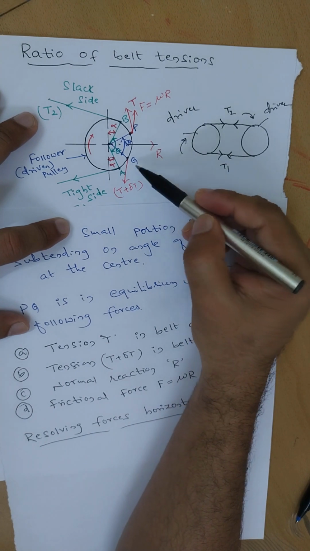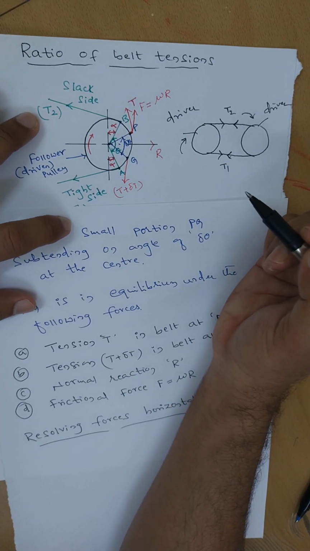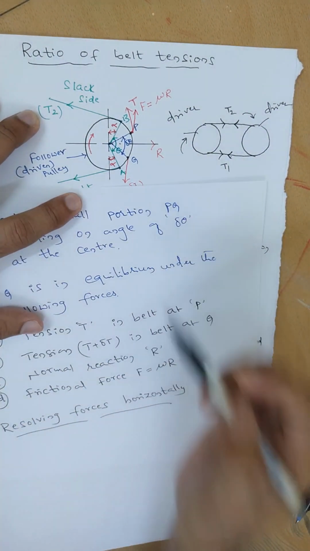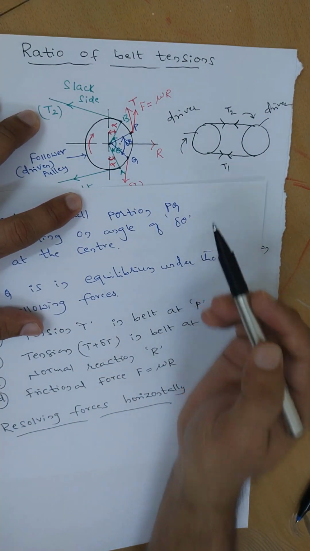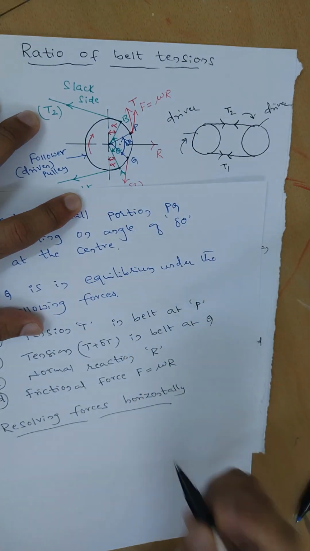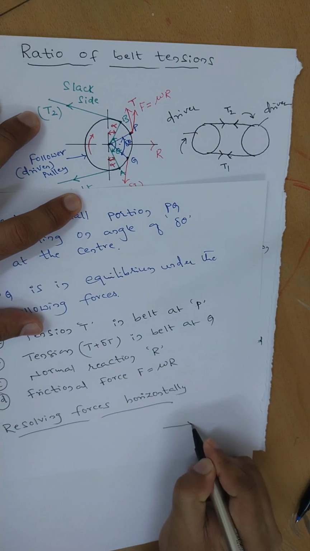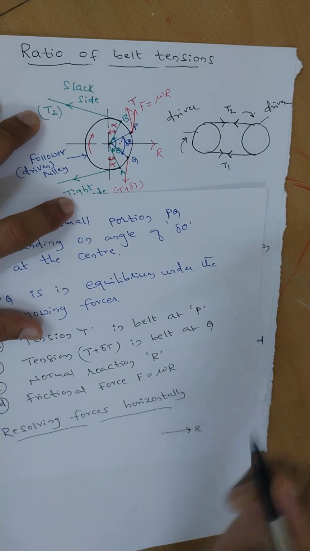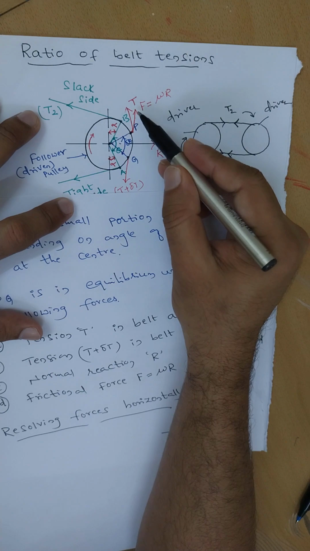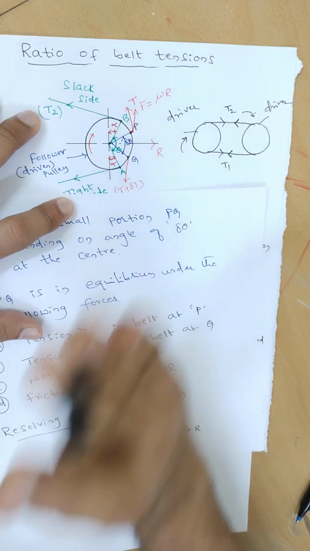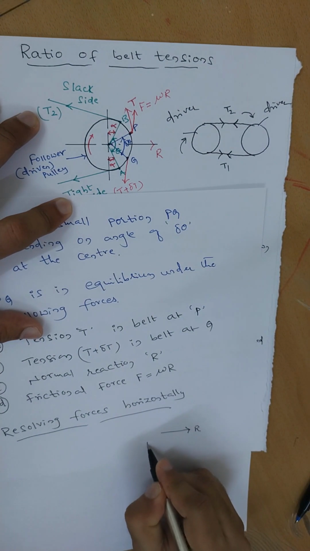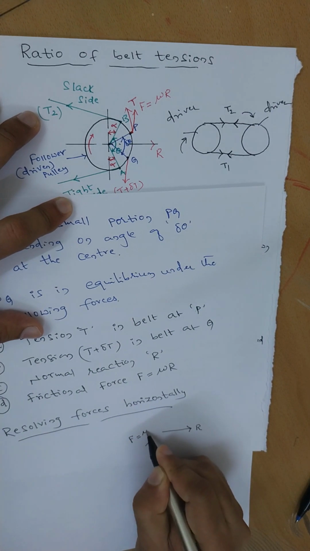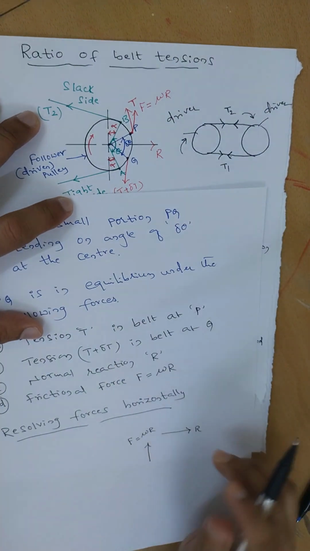What forces are there? We need to resolve horizontally. First I'll check what the forces are. I'll draw a separate free body diagram. Here I draw R, in the right side direction. Then F equal to mu into R, exactly in the vertical direction. I'll write one more here, F equal to mu into R. This is one vertical.